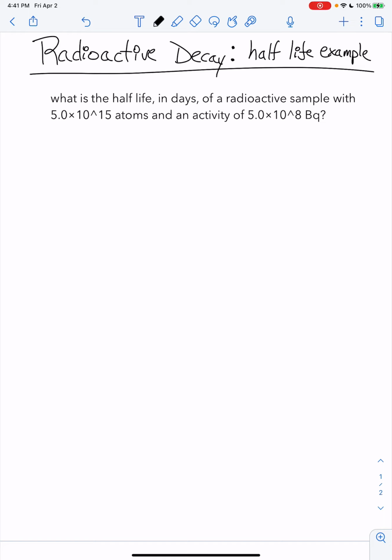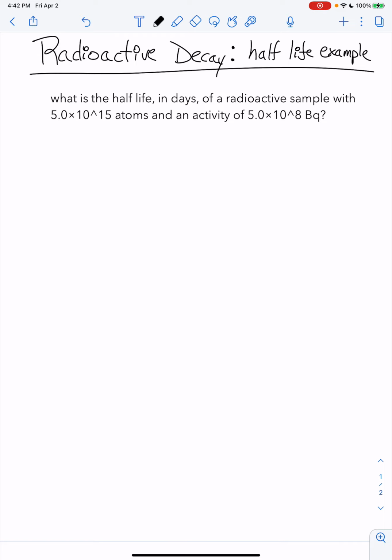Let's take a look at a radioactive decay example. Here we're asked to find the half-life of an unknown substance. What we do know is that this radioactive sample has 5 times 10 to the 15 atoms in it and an activity of 5 times 10 to the 8 becquerel.